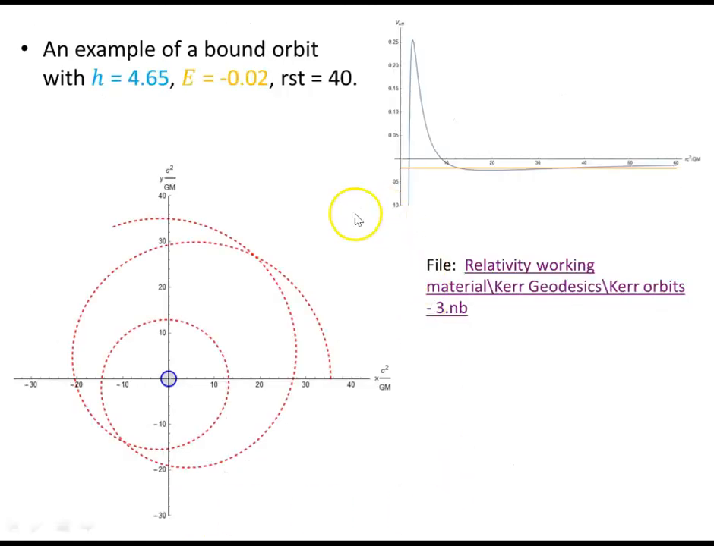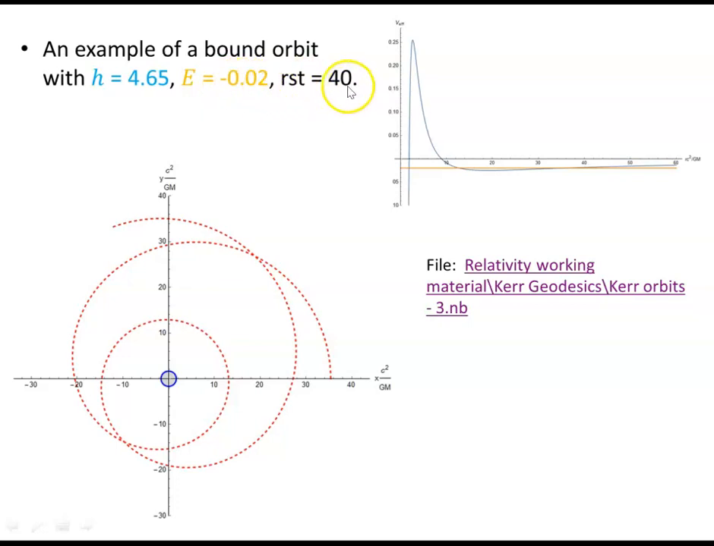So here's an example using it, an example of a bound orbit. I'm going to be focusing on using this notebook in the next video, so I'll give you only a brief look at it this time, just some idea of what it can do. For a bound orbit, set the angular momentum to 4.65 units. Remember, the mass of the black hole is set to 1, the mass m of the test particle is set to 1, G is set to 1, c is set to 1, and so we're really doing the angular momentum per unit mass. Set the energy to slightly negative.